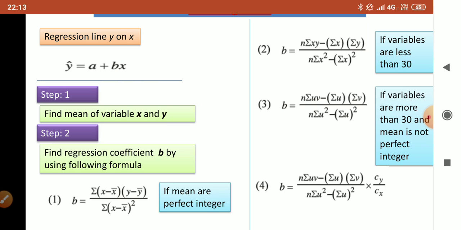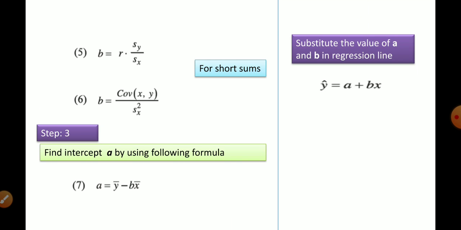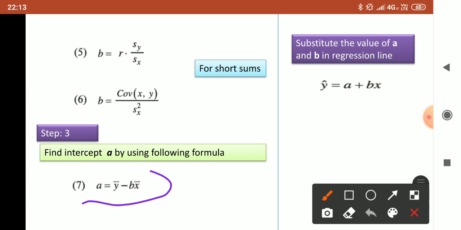There are 4 formulas you have to learn, and then we will solve step 2. After step 2, you have to find a. You have to find a equals y bar minus b x bar. You have already found y bar and x bar, and we have got the answer b. So we will find a, that means the intercept.